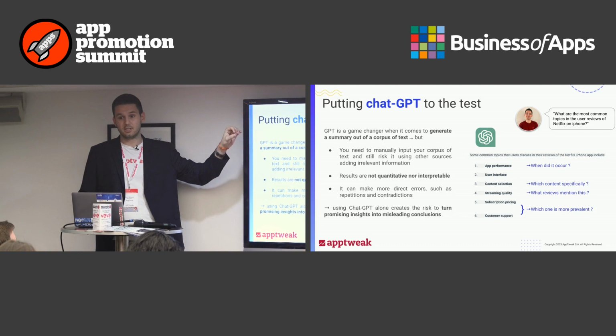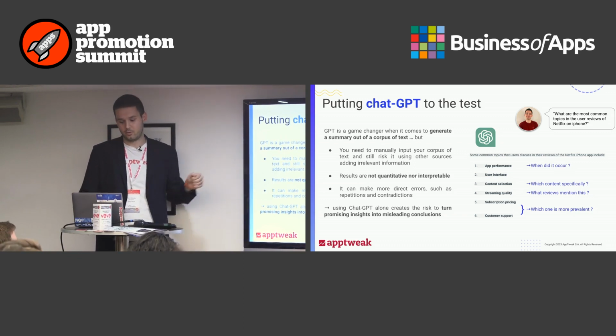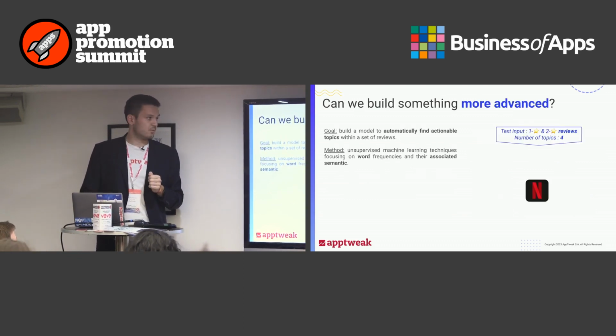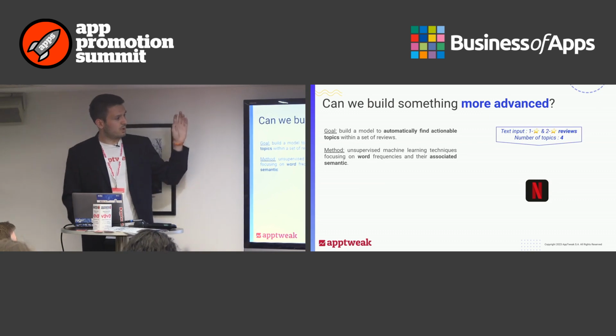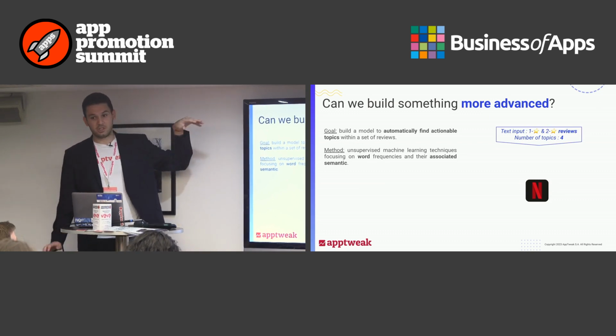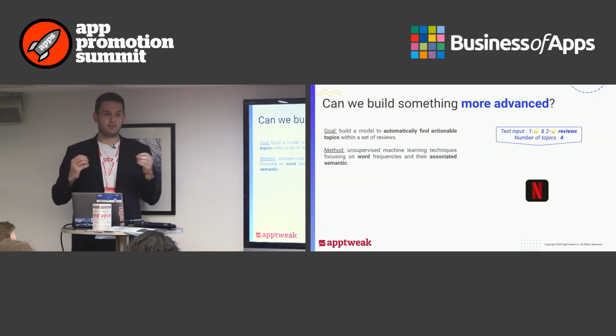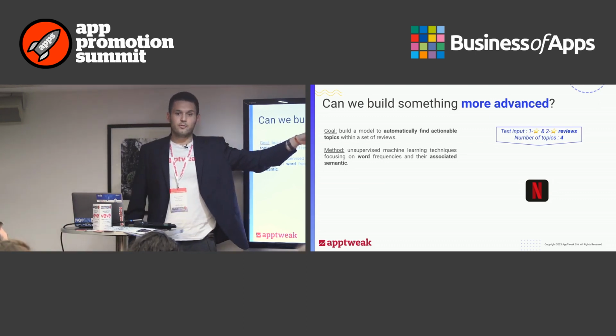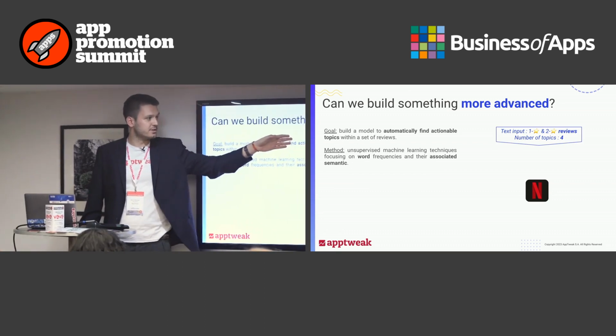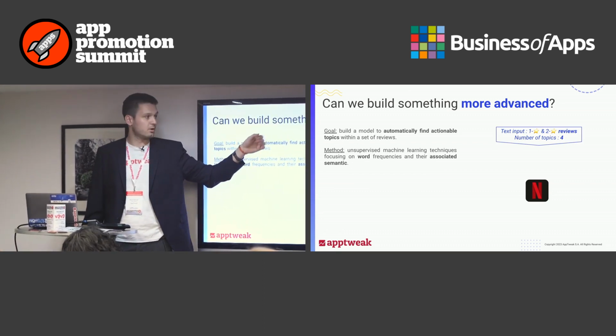This means something that is quantitative and that is able to trace back to the review. And this is what we did, basically. So what we have here is an unsupervised machine learning model that is able to find topics in a set of reviews. So the only input that we have to pass to this model is a set, for instance, here, all the 1-star and 2-star reviews of Netflix.